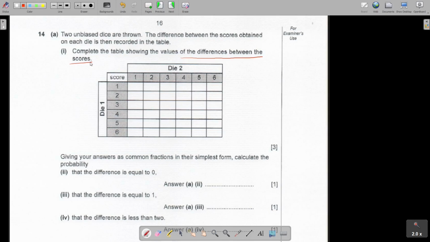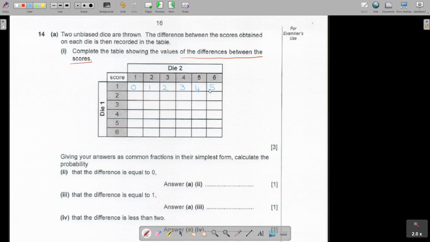Now, usually, sometimes you will just mark what you need, but now they want you to find the difference. So they want you to take the big one's number and subtract the small number. So 1 minus 1 is 0. 2 minus 1 is 1. 3 minus 1 is 2. 4 minus 1 is 3. 5 minus 1 is 4. 6 minus 1 is 5.